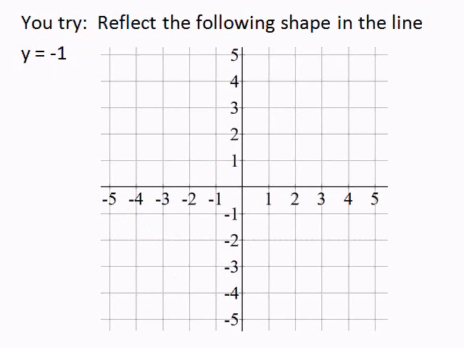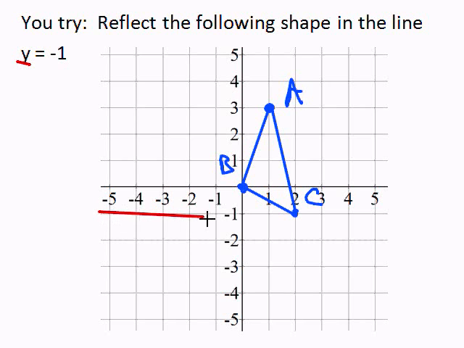Alright, go ahead and try to reflect the shape that you see in the line y equals negative 1. Now if you need a quick refresher, the line y equals negative 1 is the line that goes through negative 1 on the y-axis. So it's all the points where y is equal to negative 1, or this red line right here. Now, go ahead and pause the video, work it out, and press play when you're ready to see the answer.